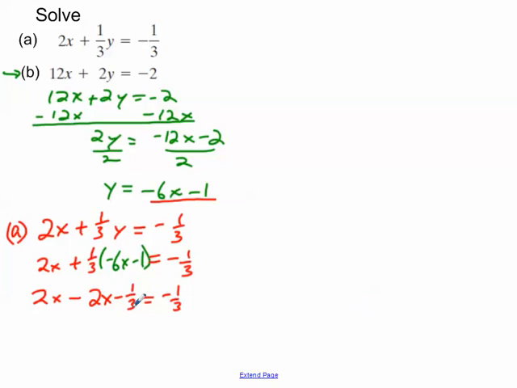Now we combine like terms, because we've distributed right here, and now we've got nothing in parentheses. 2x minus 2x is 0. Minus 1/3 equals minus 1/3. So right there, we can say negative 1/3 equals negative 1/3, which means that we have the same line.